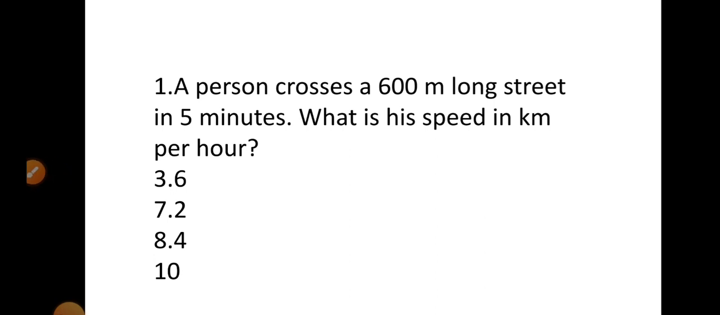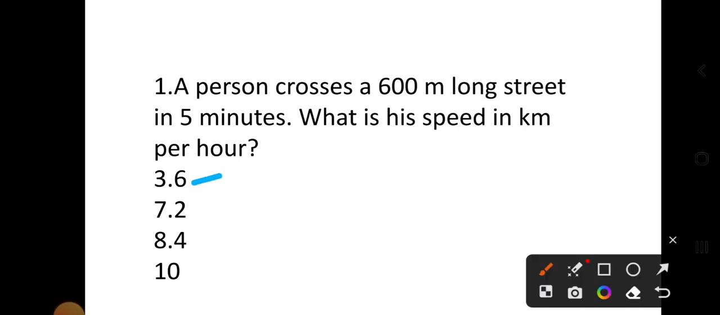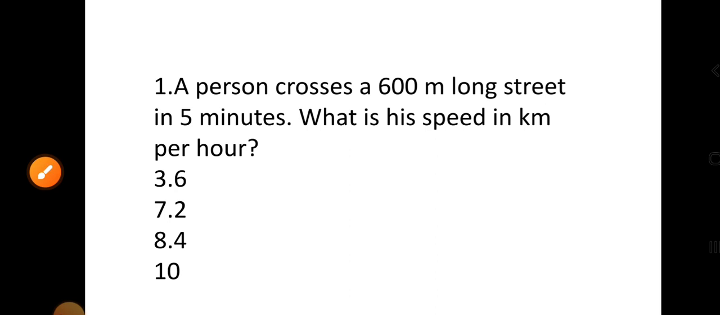A person crosses a 600-meter long street in 5 minutes. What is his speed in kilometers per hour? You have to answer this question. Just solve in your notebook and then write down option number A, B, C, or D, which will be correct. If you want a lecture on this aptitude portion, I can take that also, but then again we have very less time. So try to solve this question.